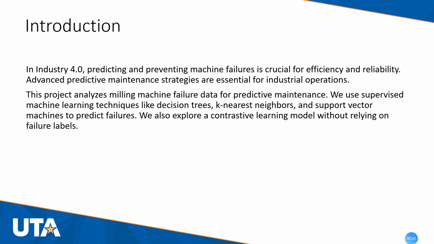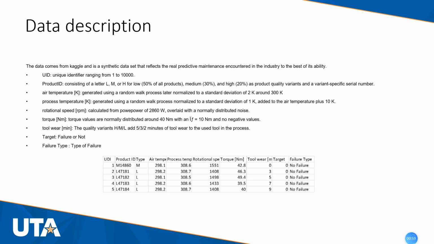This project aims to analyze milling machines' failure data for predictive maintenance. We want to use these data features to predict whether a machine will fail or not. First, we use supervised machine learning models like decision tree, k-nearest neighbors, and some other models to predict failures. We also explore a contextual learning model without relying on the failure labels.